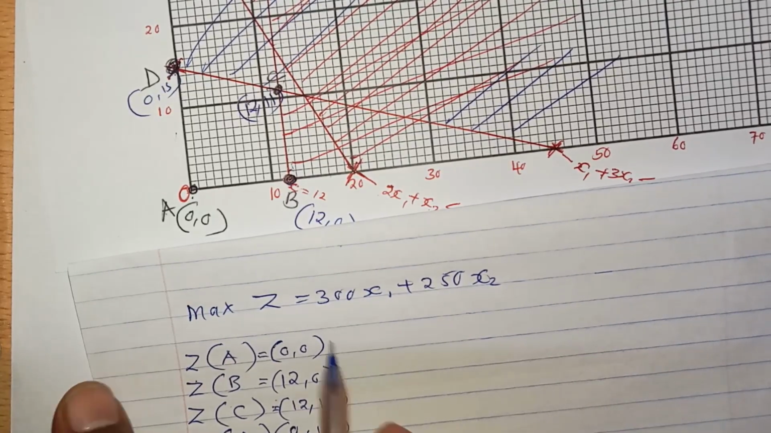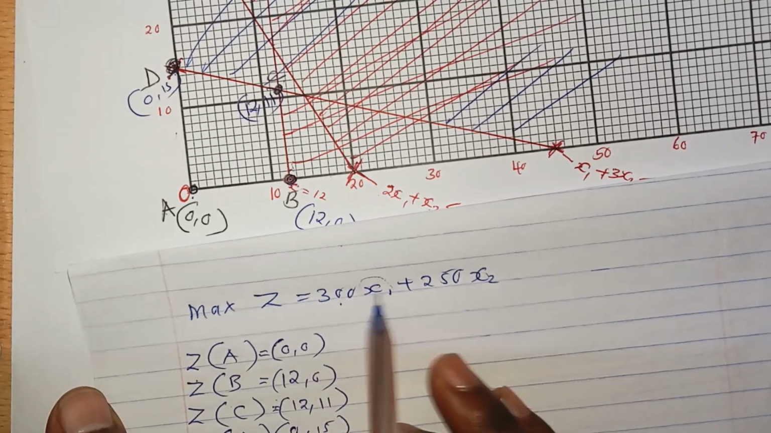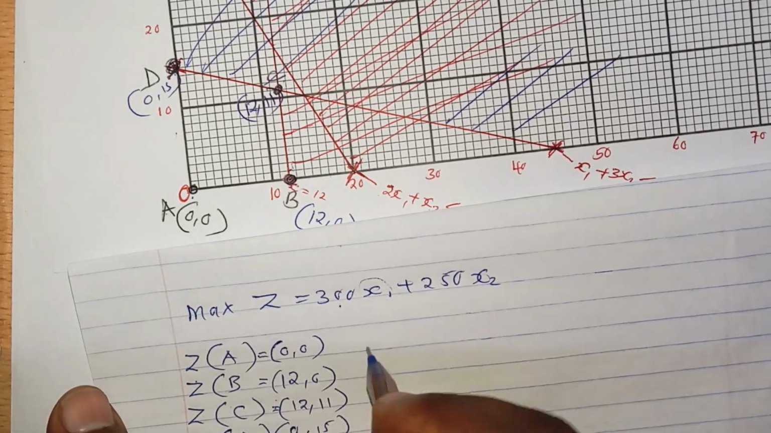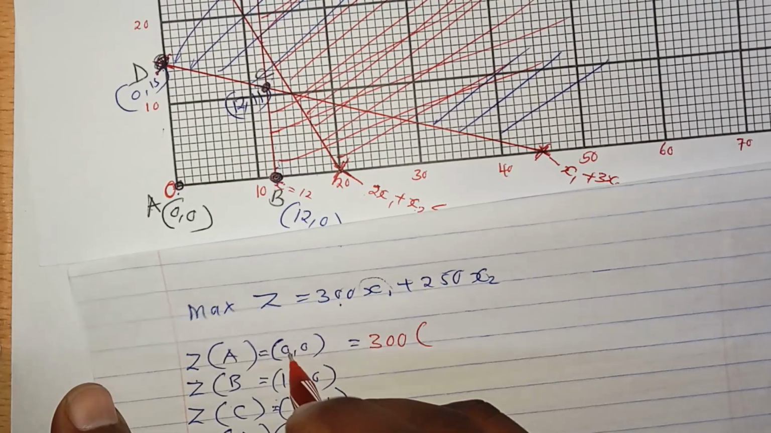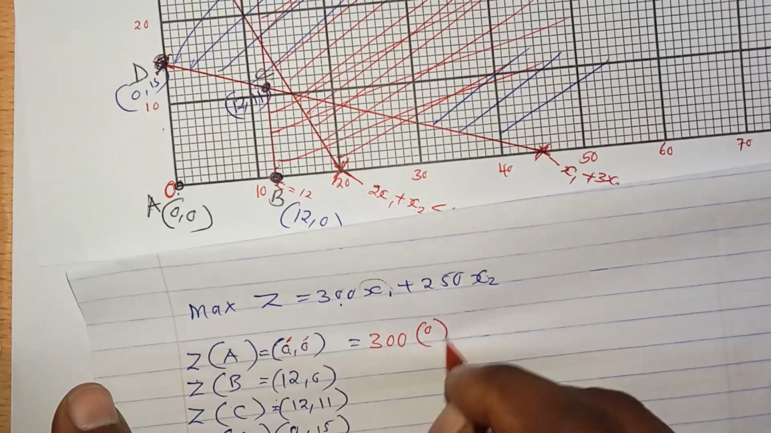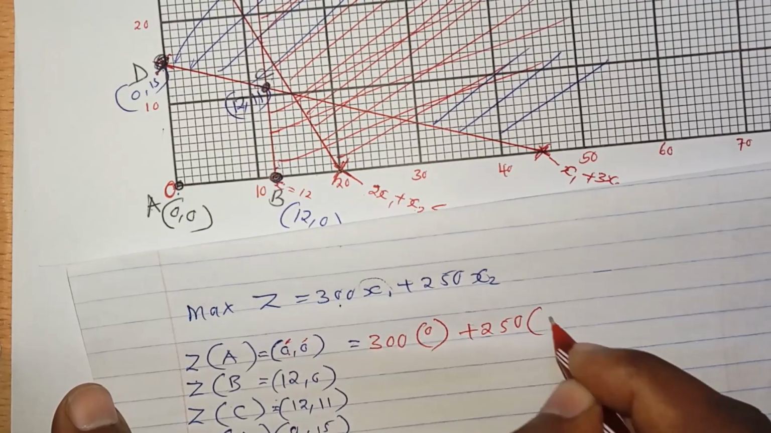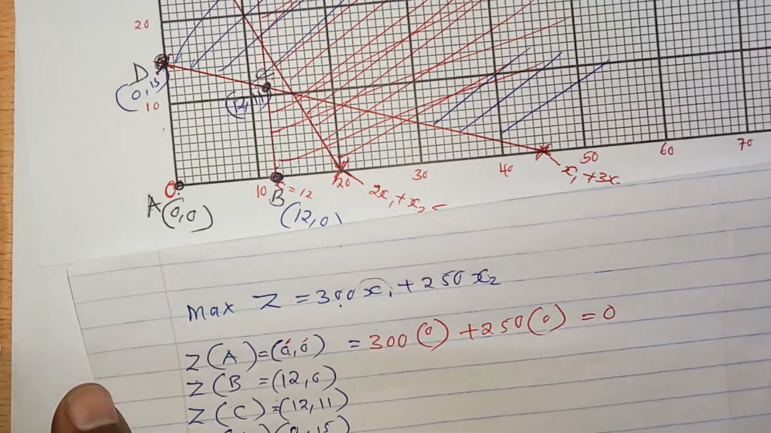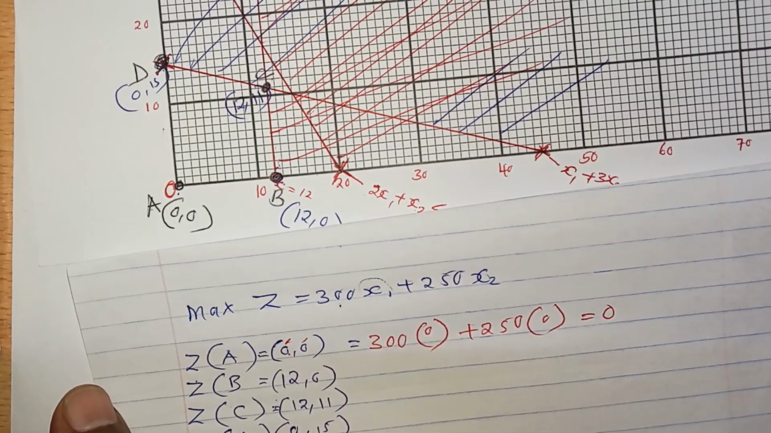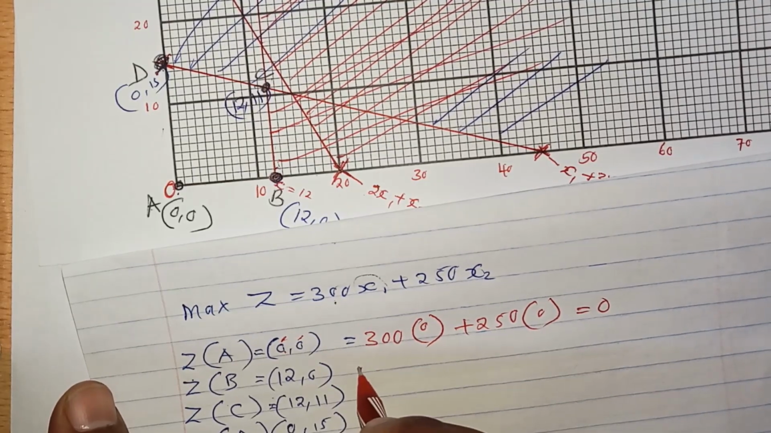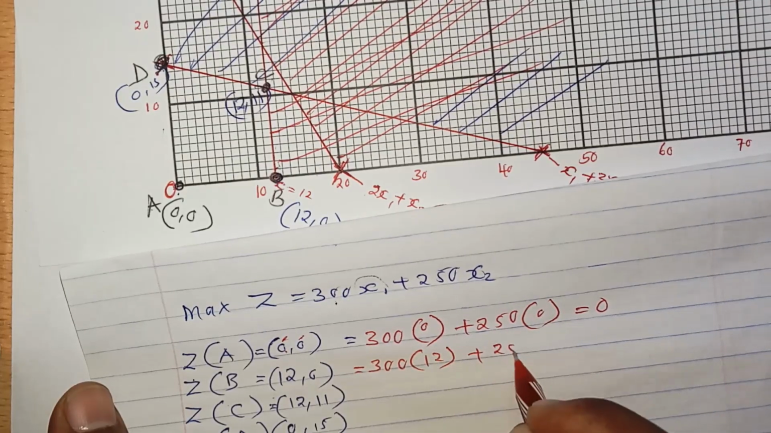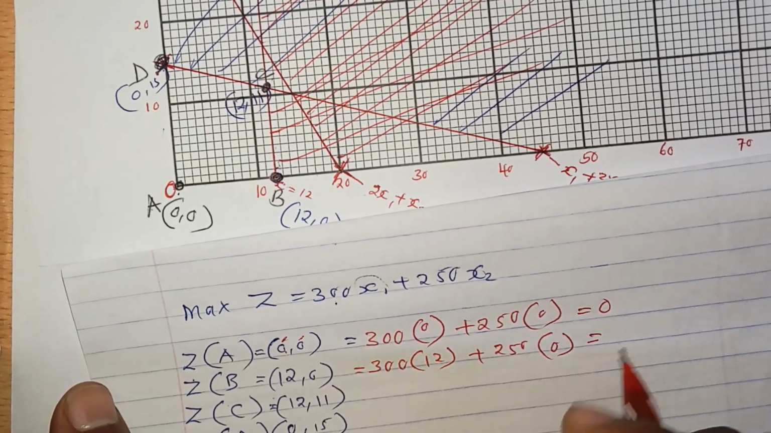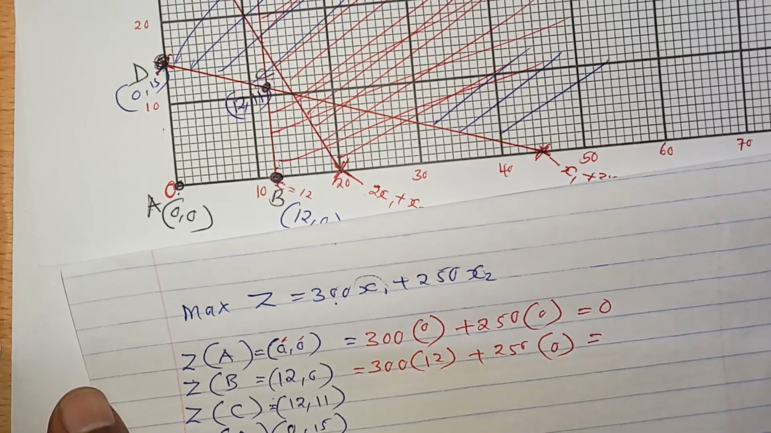Now, we take the objective function and replace the x values with the coordinates. In this case, this one is 300 x1, this is x2. So 300 times 0 plus 250 times 0 gives you 0. Let us go to the second one: 300 in bracket 12 plus 250 in bracket 0. This gives you 3600.